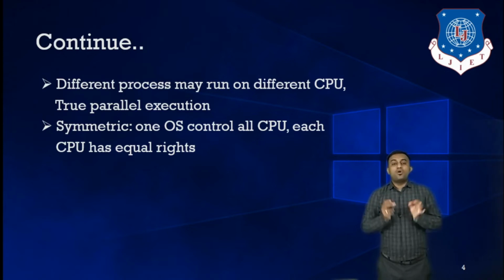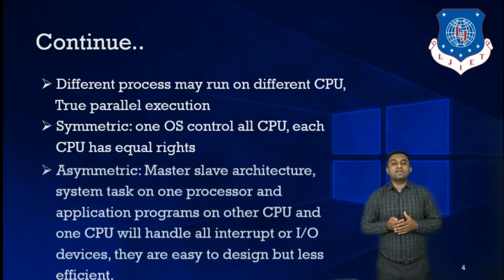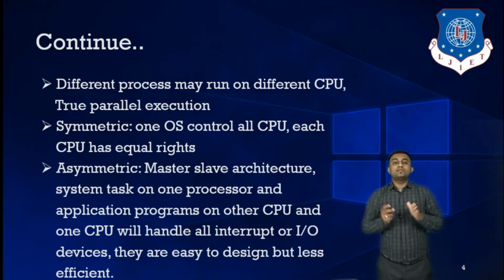All the processors can access the system bus, all the processors can access the IO devices, and all the processors can access the memory for reading and writing. All these things are the same for each processor in the symmetric design. The next design is asymmetric, which uses a master-slave architecture, in which one CPU works as a master and the remaining CPUs work as slaves. System tasks run on one processor and application programs on the other CPUs, and one CPU handles all interrupts or IO devices. They are easy to design, but less efficient.